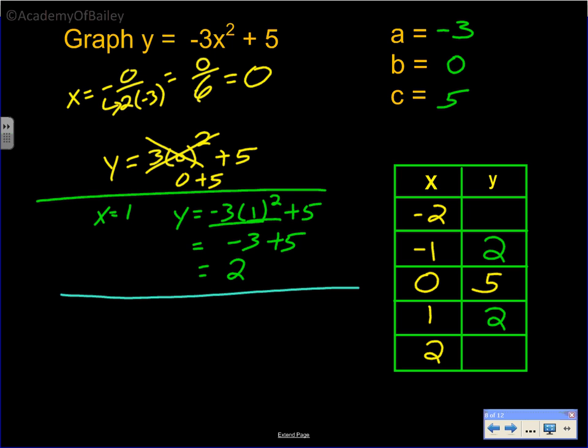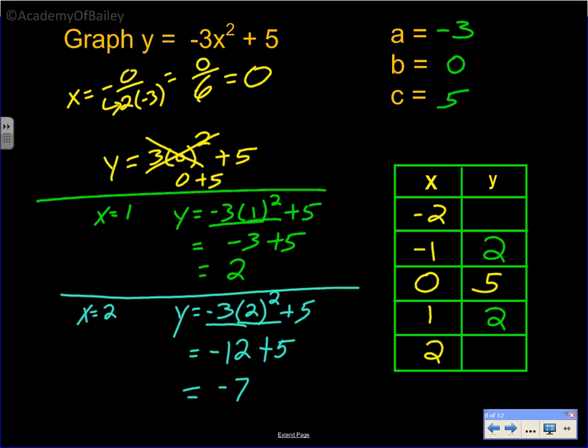And the next one, x equals 2. When x is equal to 2, y is going to be equal to negative 3 times x squared, plus 5 after that. X squared, that would be 2 squared, which is 4. And 4 times negative 3 is going to be negative 12. Negative 12 plus 5 is going to give you a negative 7. So y will equal negative 7 when x is equal to 2. Since it is 2 away, negative 2 is also 2 away, so the y value for it will be negative 7.